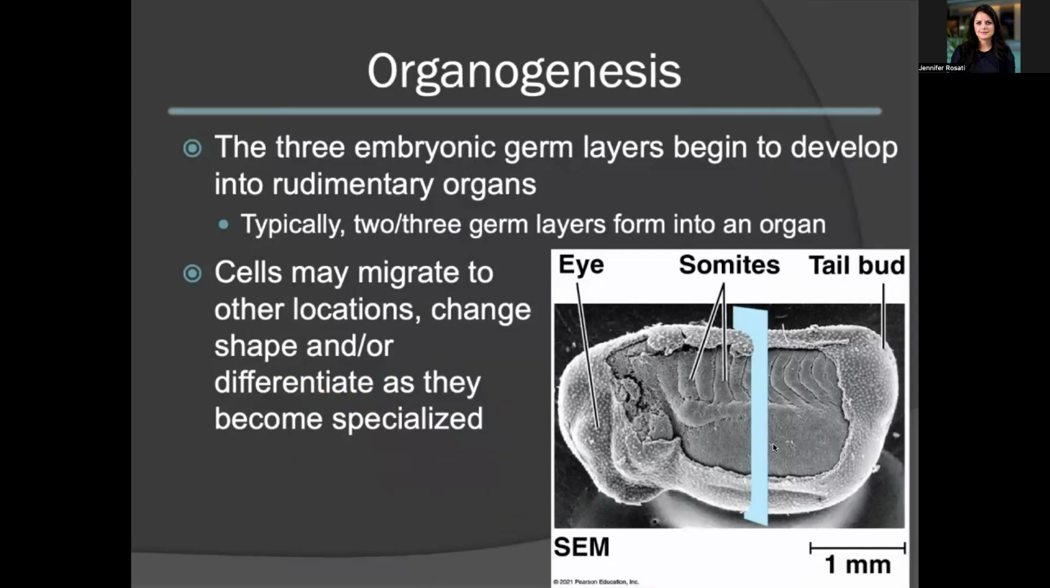The next process in embryogenesis is organogenesis. Organogenesis occurs when the embryonic germ layers begin to develop into rudimentary organs. Typically, 2 or 3 germ layers are involved in the formation of an organ. Cells can migrate to other locations in the embryo. As well, these cells may change shape or differentiate as they become specialized. We can take a look at the early formation of organs in the embryo to the right. Note the early rudimentary structures such as the eyes, the somites, as well as the tail bud.